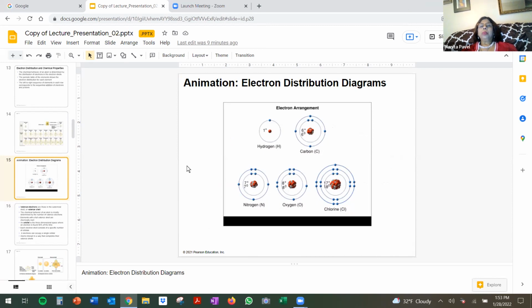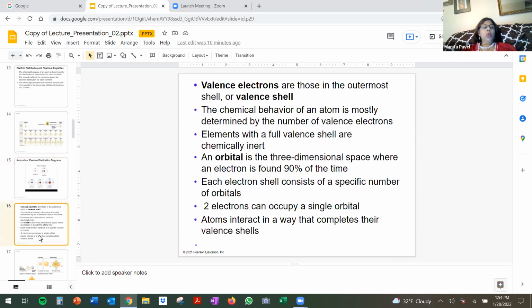So now we've seen the electronic distribution here too. Hydrogen 1, carbon 6, nitrogen, oxygen, chlorine. I need you to practice all these elements. Let's now go to valence electrons.